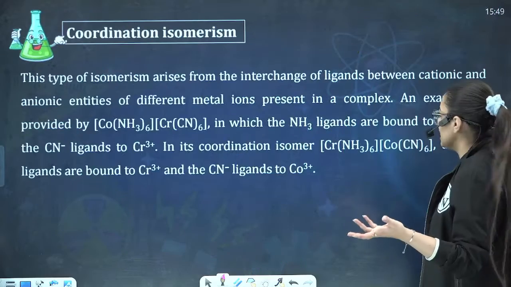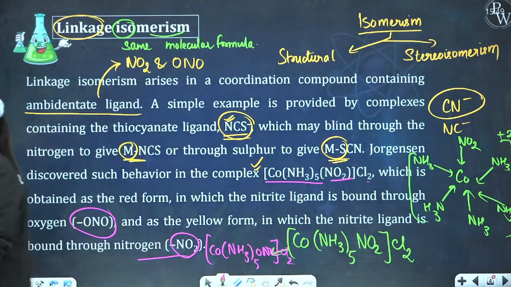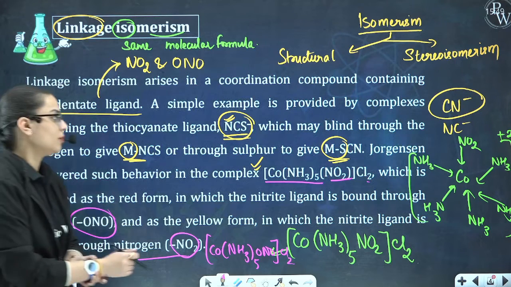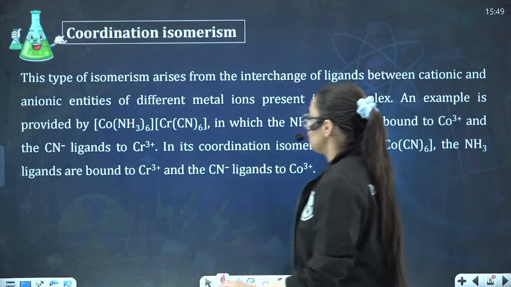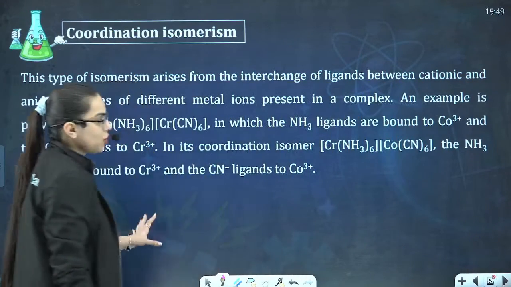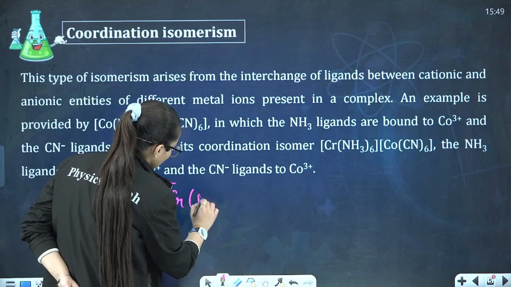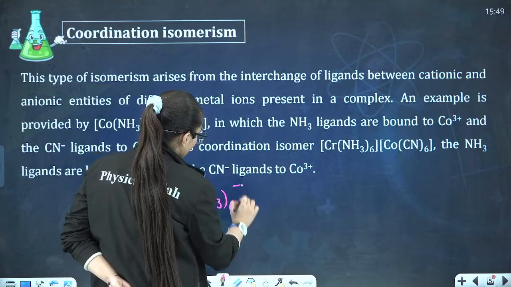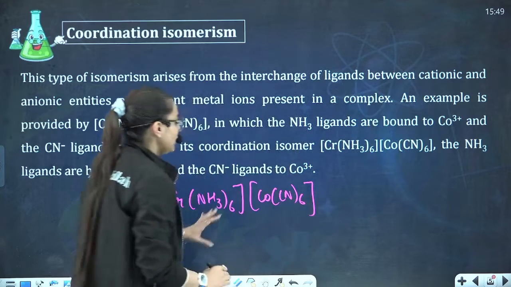Let us now see the next category. But initially I want you all to write it down so that we can move on to the next part, that is coordination isomerism. Now see, it is a very simple case. First of all, let me draw one of the structures and I'll let you know the example. If I take an example of Cr(NH3)6 and here I have Co(CN)6, this is your initial first compound.